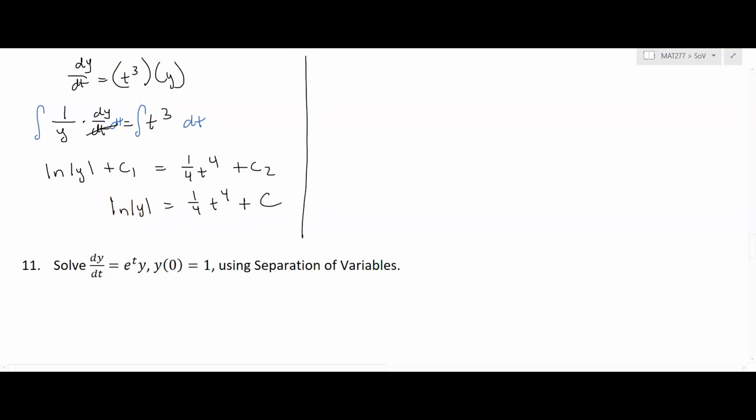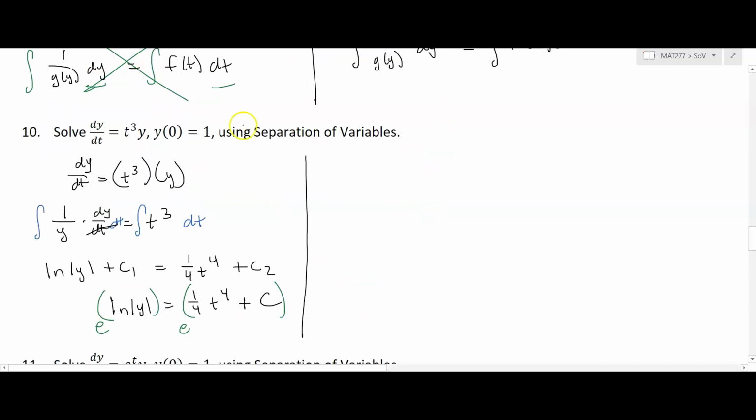Now when I exponentiate, so e to the power of the left equals e to the power of the right, e to the ln y cancels and gives me y. And here, again, if I use my property of exponents, e to the 1/4 t squared times e to the c. And once again, this is a constant raised to an arbitrary constant. So I will just write that as k e to the 1/4 t squared.